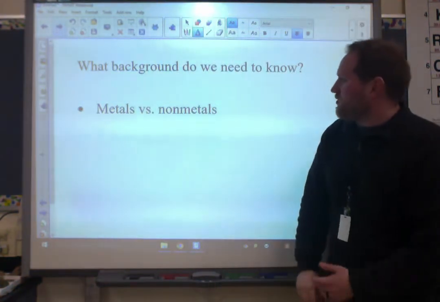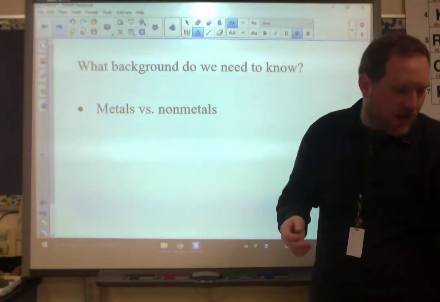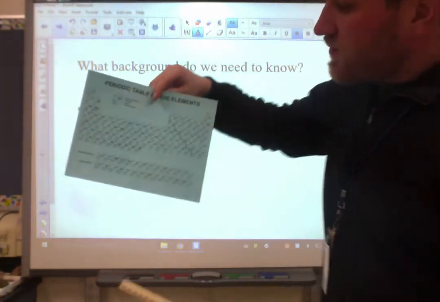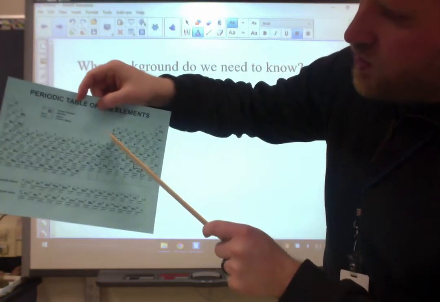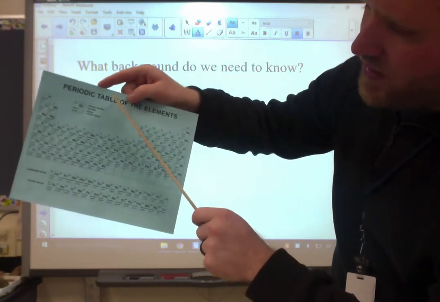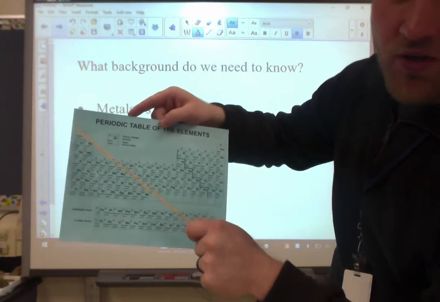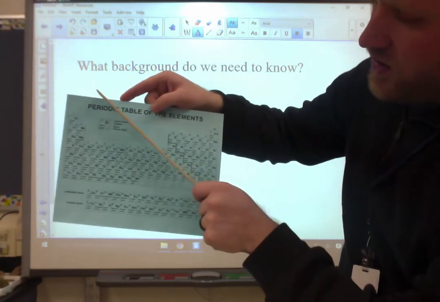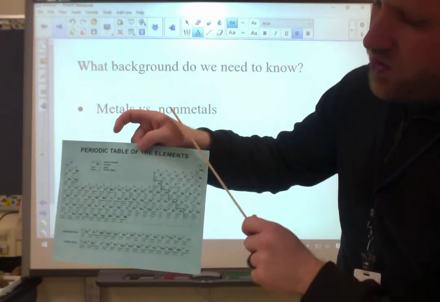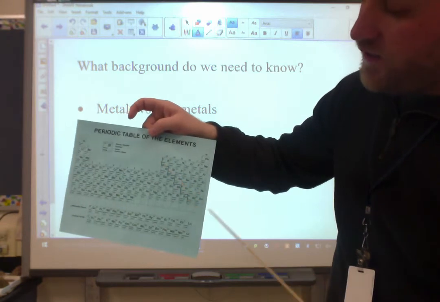Here are some background questions we need to know. First of all, we have to understand metals versus nonmetals, where they are on your periodic table. So on the periodic table, the bold line marks where the metalloids are. The metals are to the left of it. So the metals are going to be all of these elements except for one, and that's hydrogen up there by itself. So again, all of these are metals. The nonmetals are going to be those in the right corner to the right of the bold line, and the metalloids fall on the line.